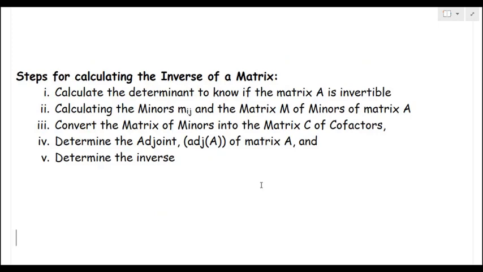The steps we are going to follow in calculating the inverse of a matrix by this method are: number 1, we determine the determinant to know if A is invertible. 2, we calculate the minors and the matrix M of the minors. Number 3, we convert the matrix of the minors to the matrix of cofactors. Number 4, we determine the adjoint of A, and lastly, we determine the inverse.